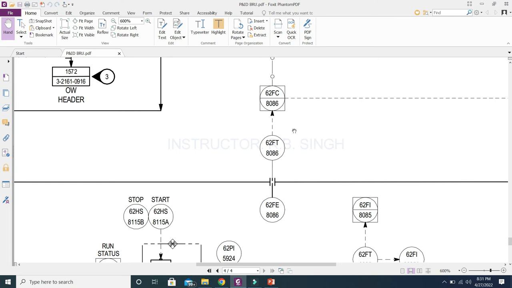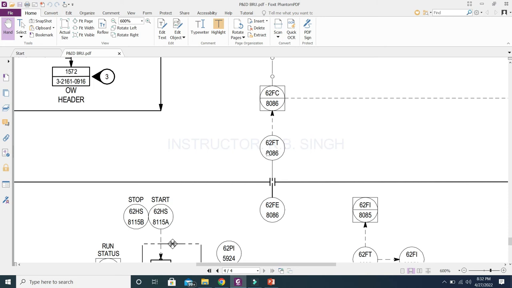As I told you, whenever you decide any IO type, you assume that you are in the control room or in the control system. So that means this is the input, and this is the analog input. So what will be the IO type? This will be the AI.